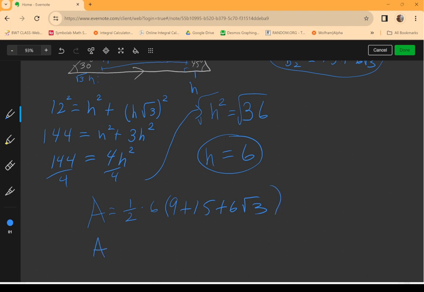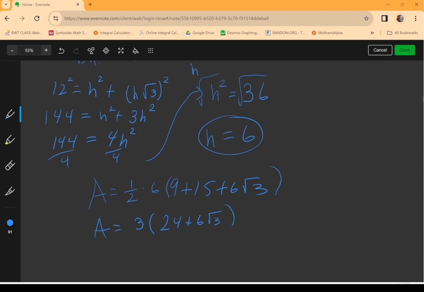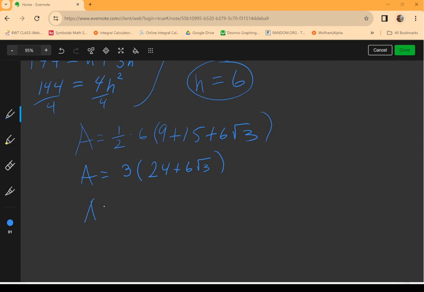So simplifying this, 1/2 times 6 is 3. Combining like terms here, we get 24 plus 6√3. And the only other thing we can do here is distribute that 3. So that's 72 plus 18√3, and that is units squared. All right, so thank you.